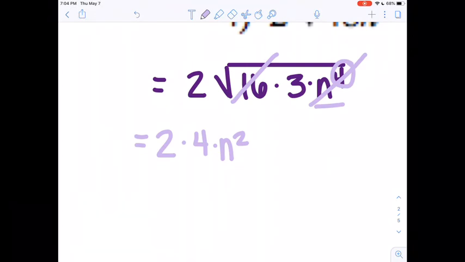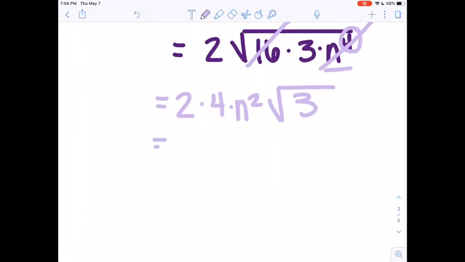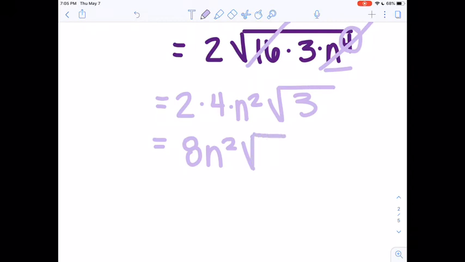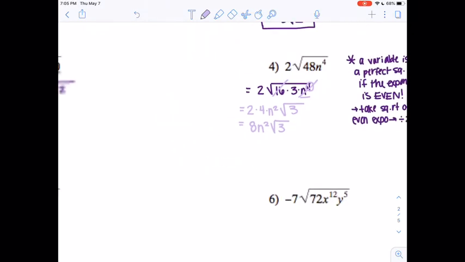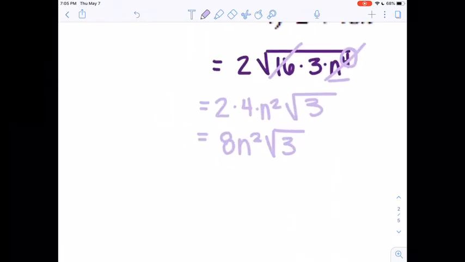After you cross all of that out, I see I still have a 3 left inside. So that's got to stay in there because that's not a perfect square. So I need to multiply what I have on the outside. So 2 times 4, that's 8, n squared, square root of 3. And that's your final answer.